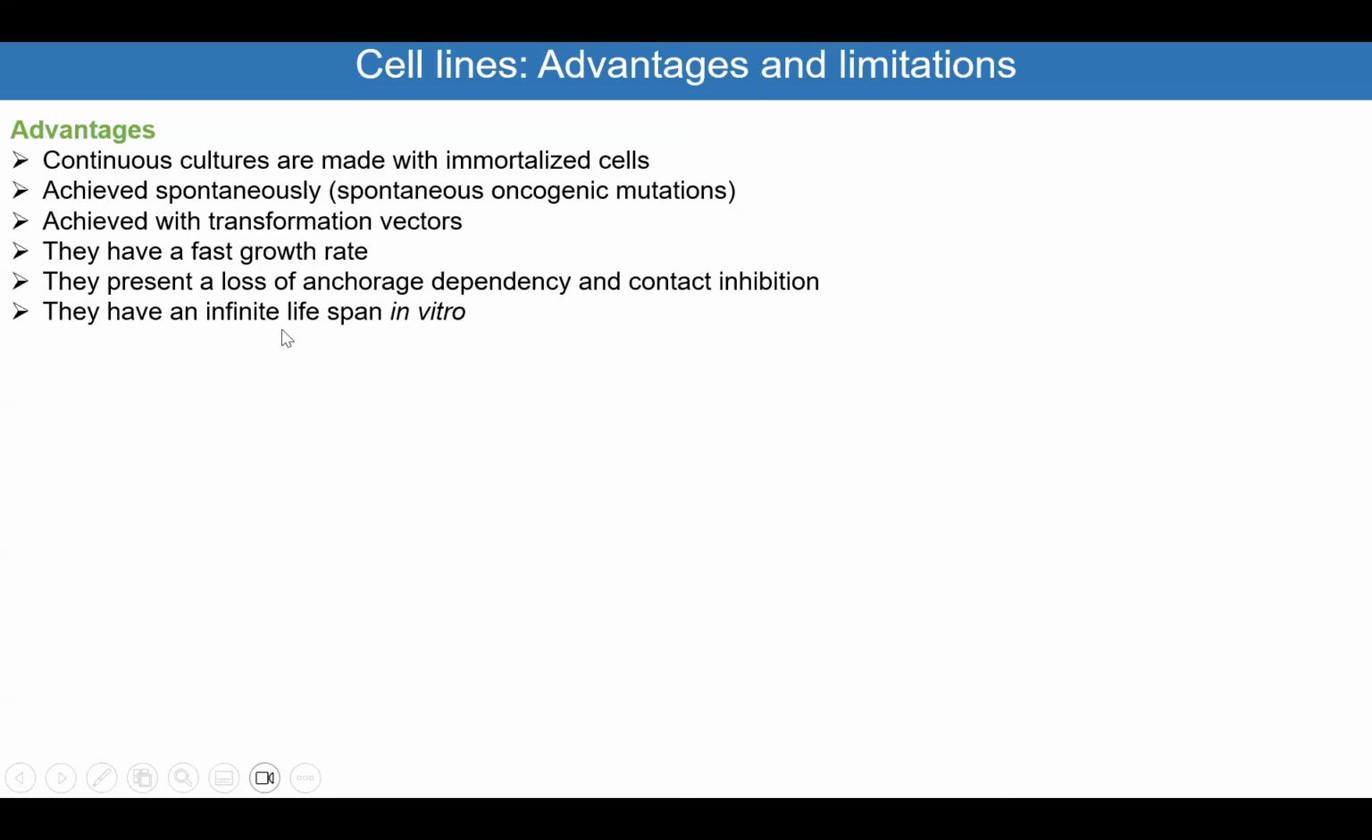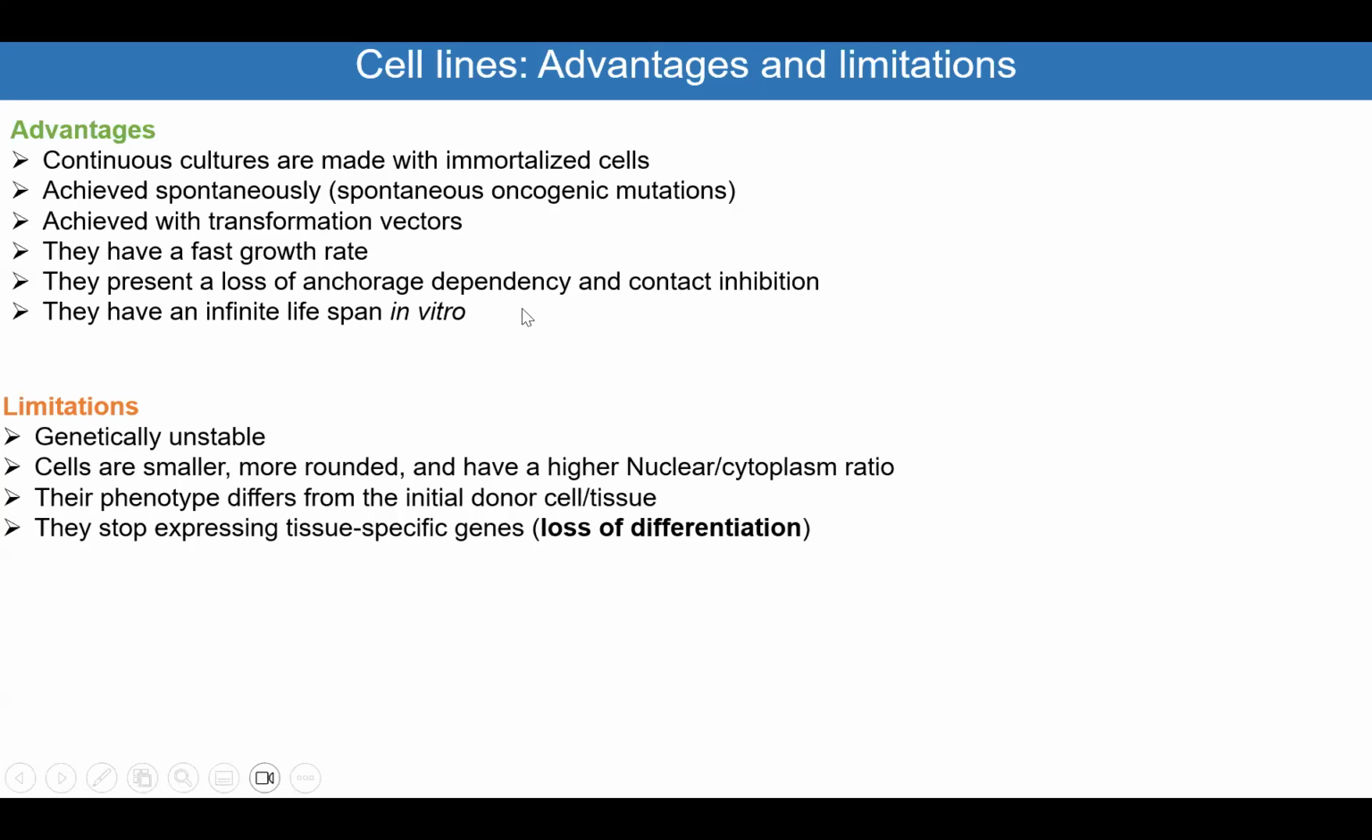And they have an infinite lifespan, meaning you can grow them up to 40, 50 passages. Now, it's important to know that it's not recommended to use them for a long time. We prepare them and we keep them frozen so we can come back from time to time to use them.